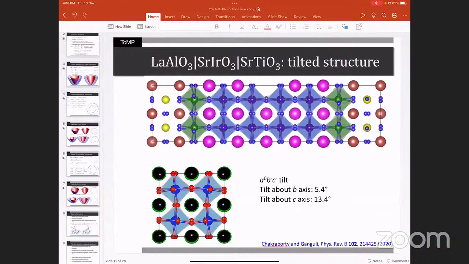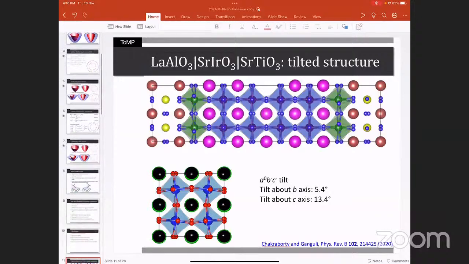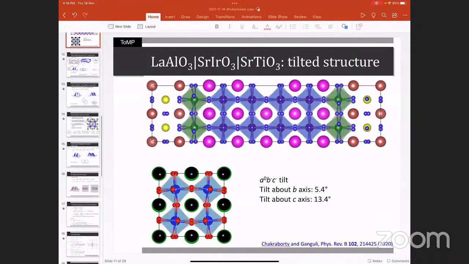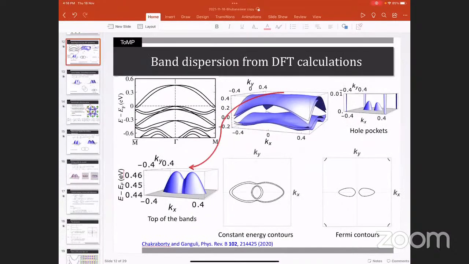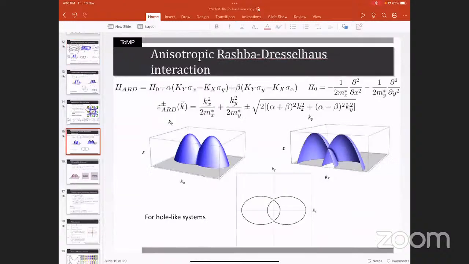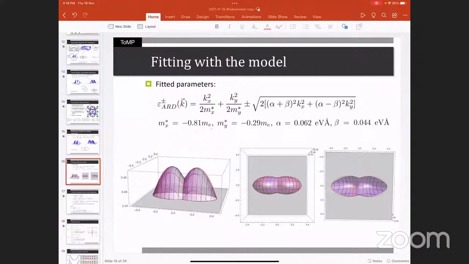Now, when we make this kind of a heterostructure, because of the heterostructure itself and the tilts in the octahedra, we can see that all kinds of inversion symmetries are broken. Therefore, Rashba and Dresselhaus terms coexist and give this picture that we can explain from our model, including both terms. And their contribution is also quite similar. If you see the alpha and beta values here, they are sort of comparable.